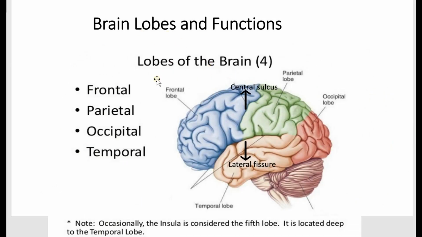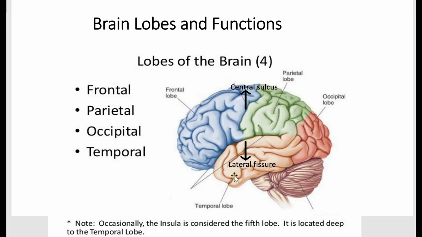Brain has four lobes: frontal, parietal, occipital, and temporal. Frontal lobe is the portion of the cerebral cortex and it is just behind the forehead. Parietal lobe is located posterior to the frontal lobe and it is divided from the frontal lobe by a fissure called central sulcus, and it is located at the top of the head. Occipital lobe is at the back of the head and temporal lobe is just above the ears. The temporal lobe is separated from the rest of the lobe by a fissure called lateral fissure.